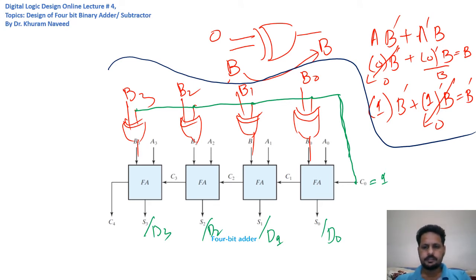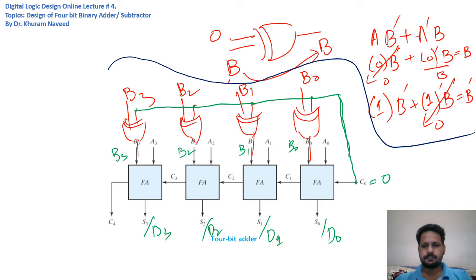And what if we set the C naught to 0? So when we set the C naught to 0, in this case, this XOR will not work as an inverter. Rather, it will directly transfer these binary inputs to the full adder, right? So in which case here we will have B naught, B1, B2, and B3. And in this case, this circuit will work as a binary adder, right?